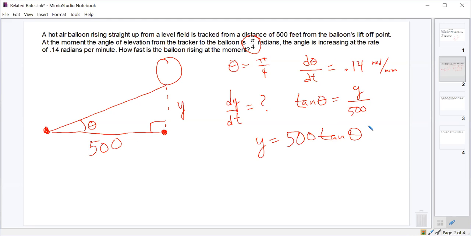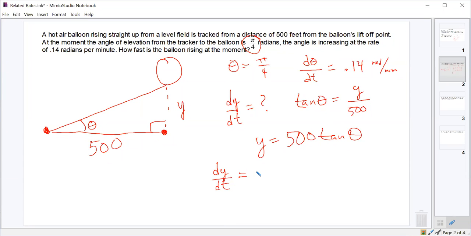Yes. Okay. So now what we're going to do is freeze this at an instant by taking the derivative with respect to time. So what's the derivative of y with respect to t? Just like the derivative of y with respect to x is dy dx, the derivative of y with respect to t ought to be dy dt.